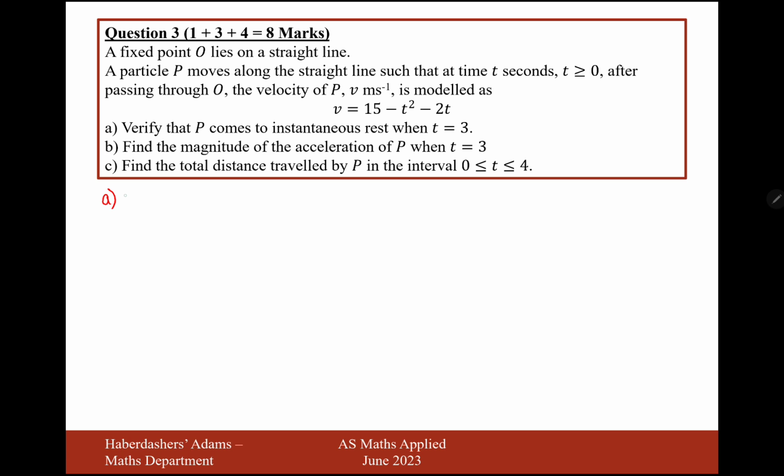So something comes to rest when the velocity is 0, so we'll substitute in 3 and fingers crossed it equals 0. So 15 minus 3 squared minus 2 times 3, that would be 9 and 6. 15 minus 9 and 6 is 0. Lovely. Therefore, at rest.